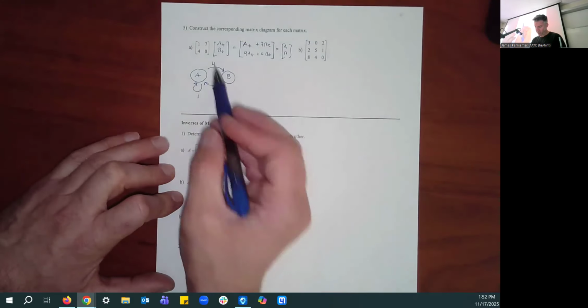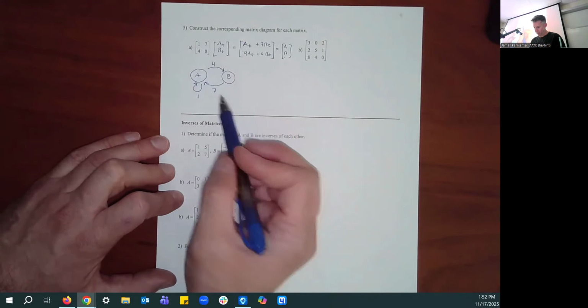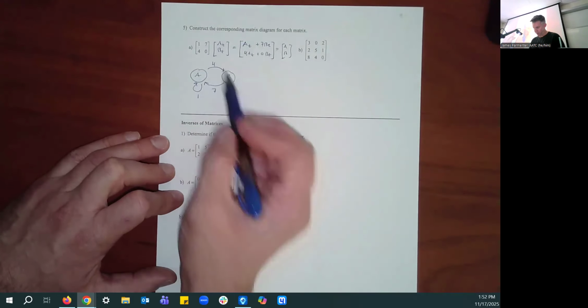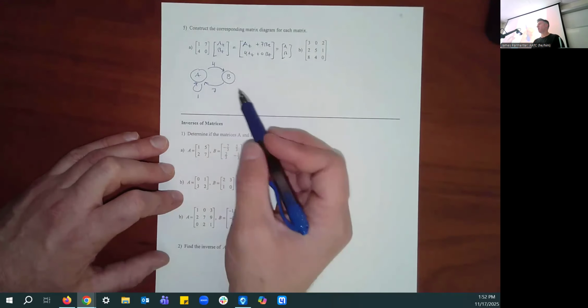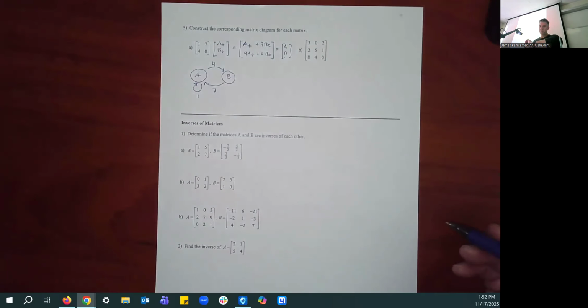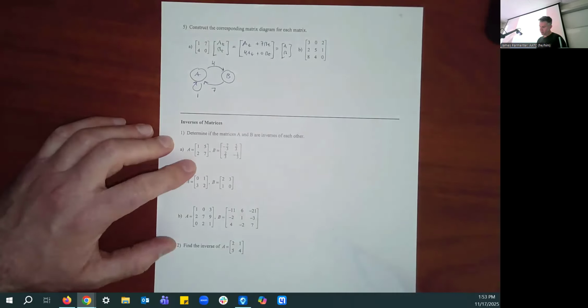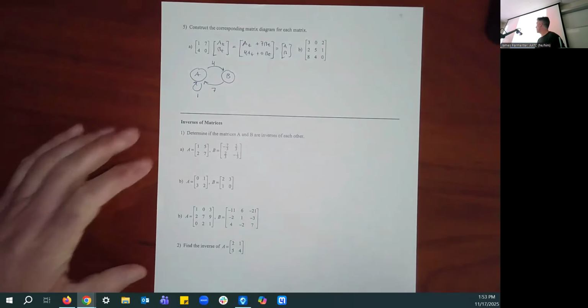Again, what's going into A, a 1 and a 7. What's going into B, a 4 and a nothing. What's coming out of A, a 1 and a 4. What's coming out of B, a 7 and a nothing. Okay, seems reasonable. I'll leave you guys to do this one on your own. Okay, let's move on to the next thing.